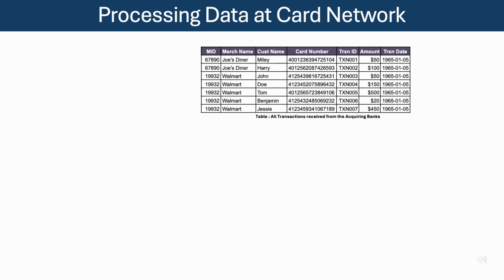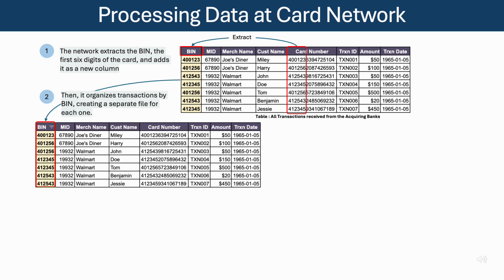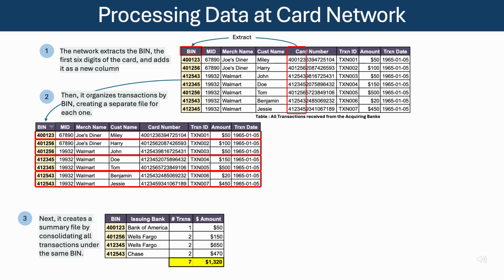Let's go back to our data and see how card networks process each transaction. First, the network extracts the BIN, the first 6 digits of the card, and adds it as a new column. Then, it organizes transactions by BIN, creating a separate file for each one. Next, it creates a summary file by consolidating all transactions under the same BIN.